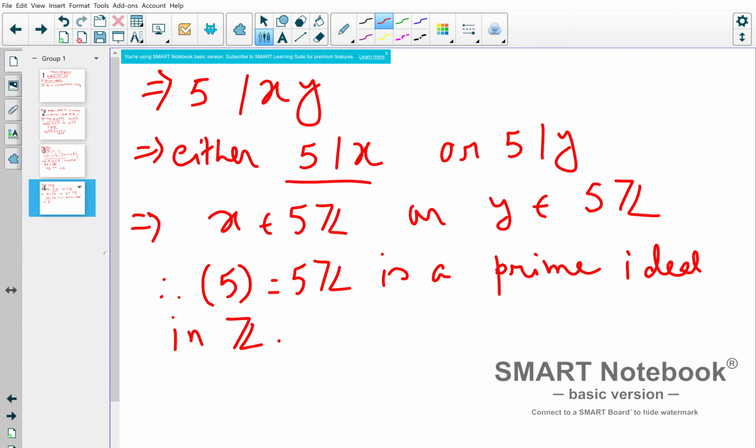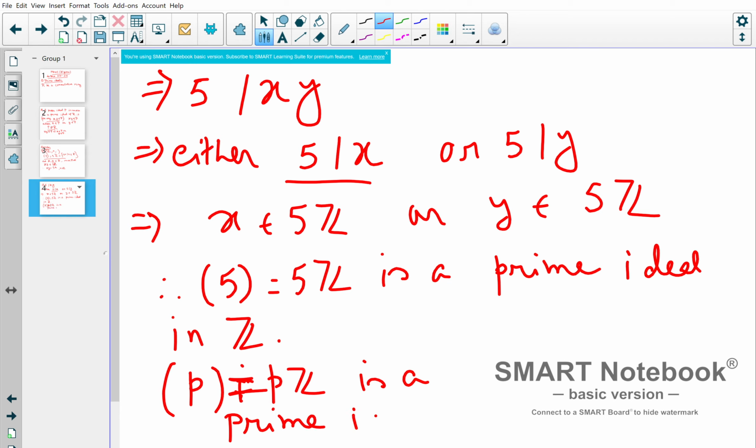Now 5 is not a special element. It is true for any prime number. If you choose any prime number p, then pZ is a prime ideal in Z. I only used the property of primes. So exactly this is the generalization of prime numbers, what you learn in school, and it's called a prime ideal. Clear?